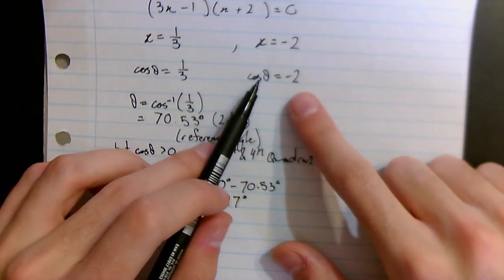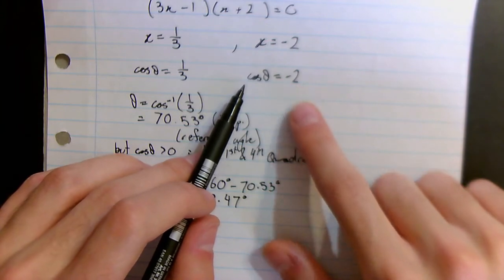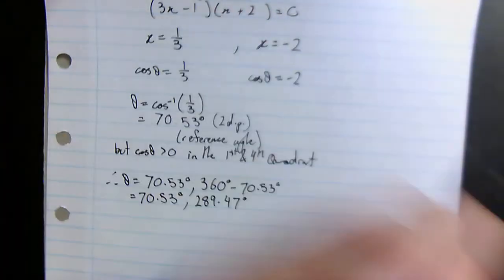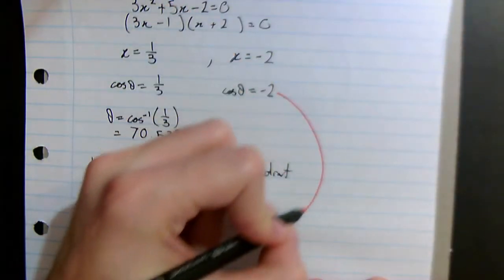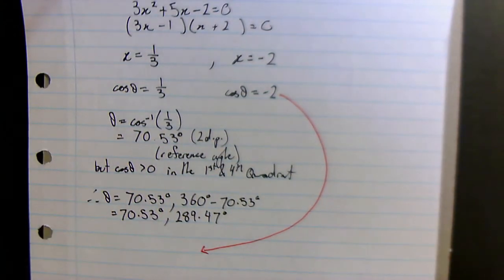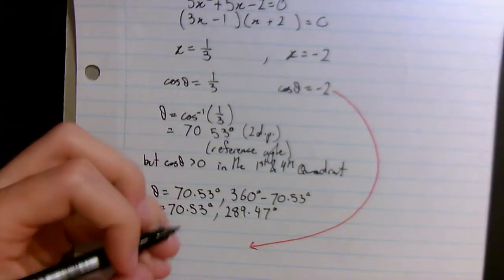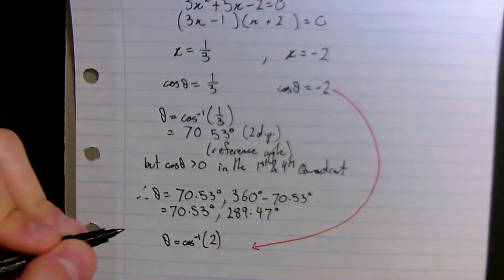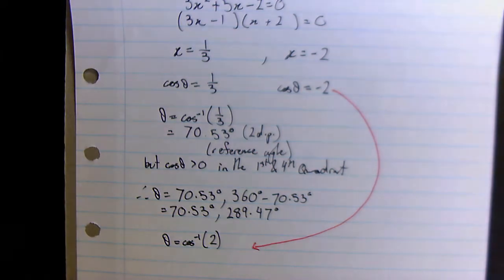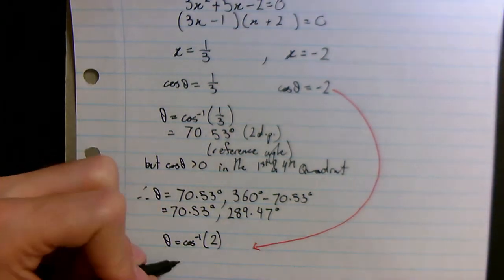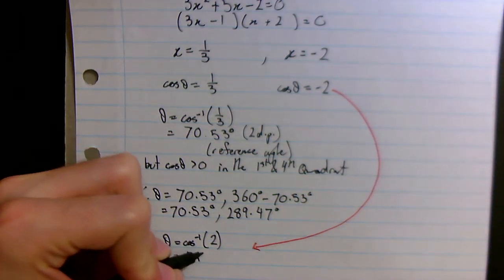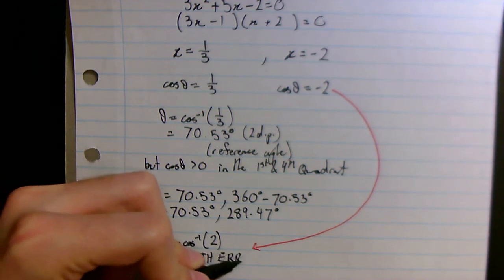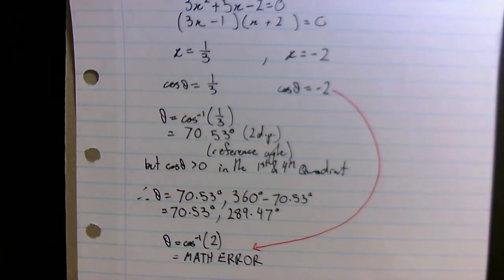And now the other half is to solve for cos theta is equal to -2. And to find the reference angle for this, we're going to say that theta is equal to inverse cos of 2. And if we plug that into our calculator, that actually gives us a math error. So that basically means that there's no solution for theta which gives us inverse cos of 2.